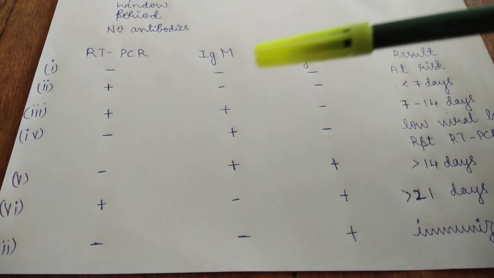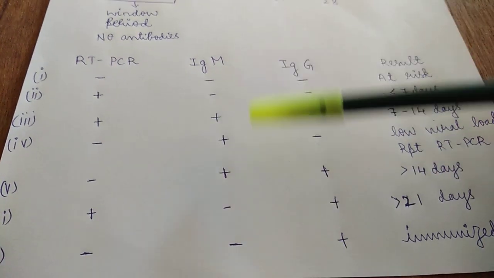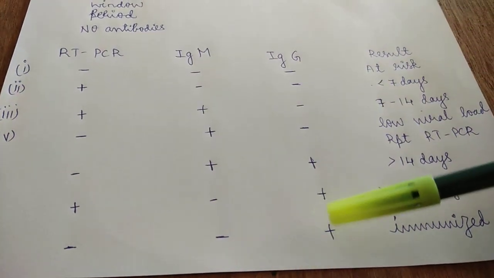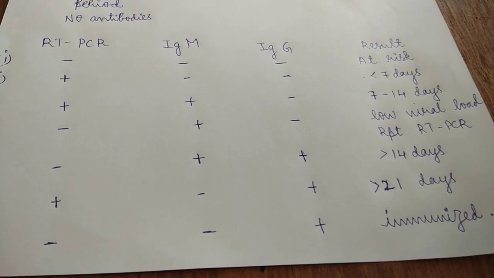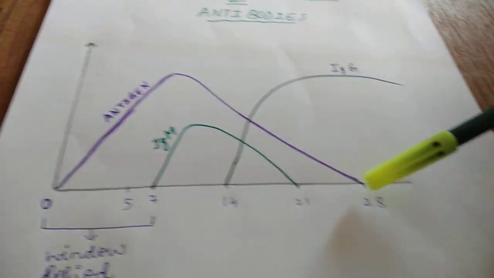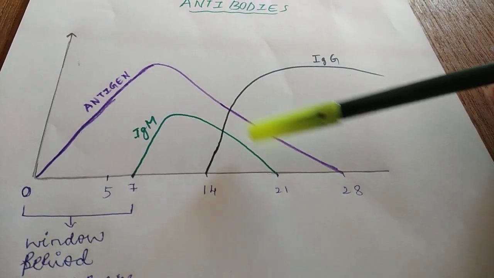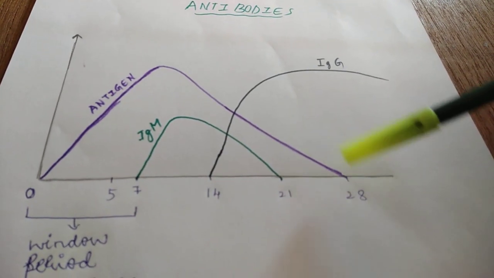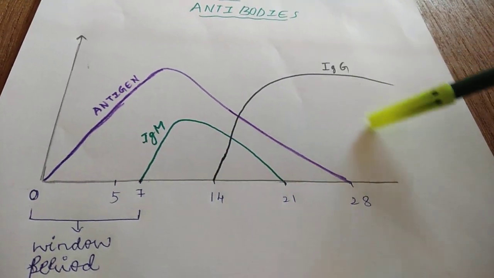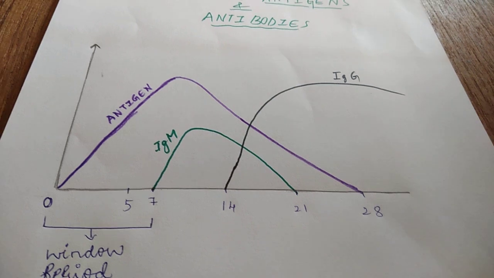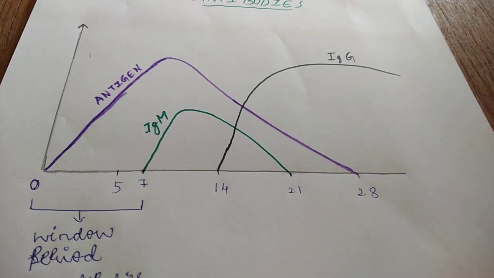Coming to the last scenario, RT-PCR is negative, IgM is negative, and IgG is positive. It means the person is immunized. It means it's more than 28 days of the illness. See, antigen negative, IgM negative, but IgG is positive. It means the person is immunized against COVID-19. But how long does the immunization last? We don't know.